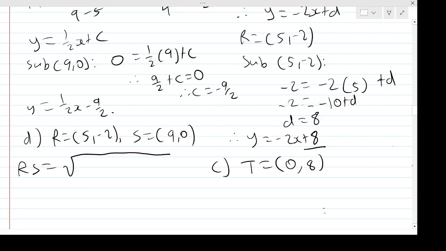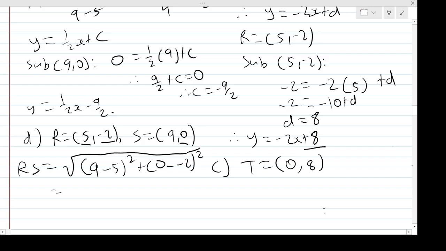So we need the change in x squared. Firstly, the change in x. Let's take S first. So we have 9, take away the other x at R, which is 5, all squared. Then we do the same for y. So change in y, so 0 here, take away the other y value of -2, so take away -2, and that'd be squared.